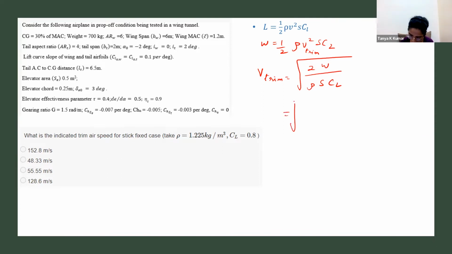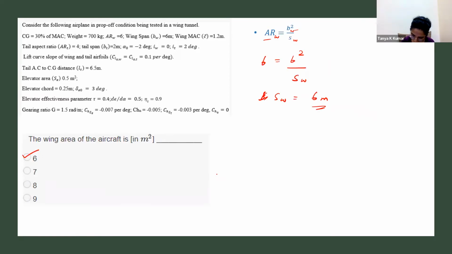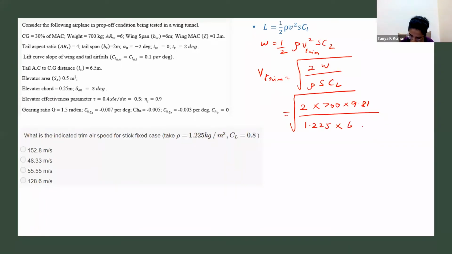So that comes to 2 into weight, which is 700 into 9.81. Density is 1.225, that's given in the question. S we had just found out to be 6. And CL is given in the question as 0.8. So if you solve this, I believe that you get 48.33 meter per second. That is your second option.